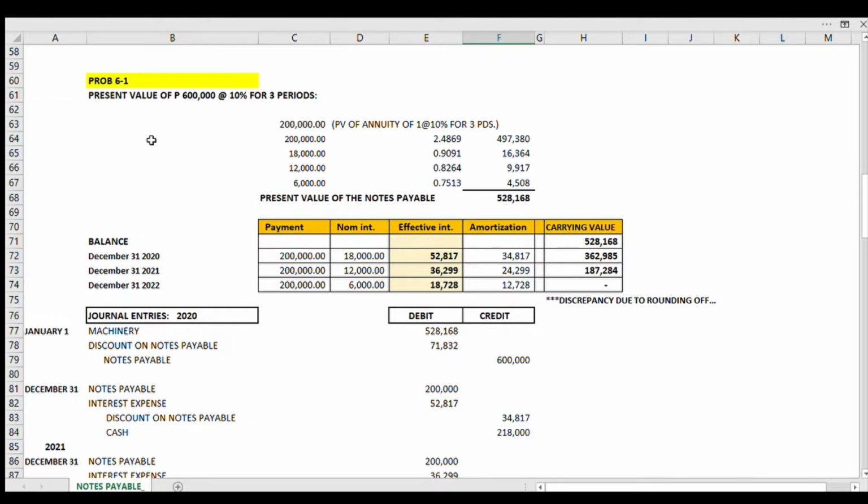We will be having a 3 equal payment of 200,000. So the present value of annuity of 1 at 10% for 3 periods will be used. Okay, so 200,000, the present value of annuity for 3 periods is 2.4869. So the product is 497,380.